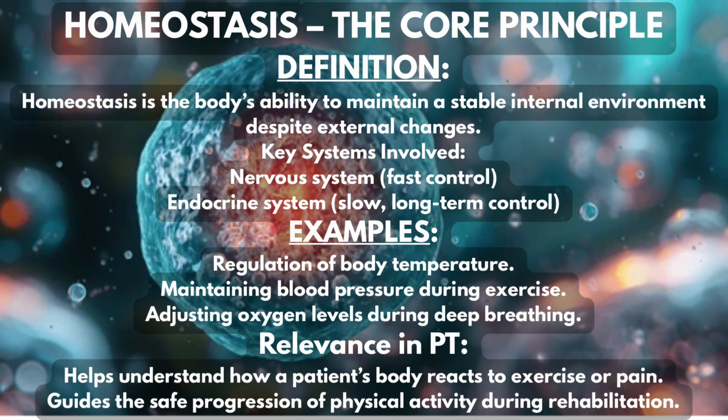3. Homeostasis, the core principle. Homeostasis is the body's ability to maintain a stable internal environment despite external changes. Key systems involved: nervous system, fast control; endocrine system, slow, long-term control. Examples: regulation of body temperature, maintaining blood pressure during exercise, adjusting oxygen levels during deep breathing.